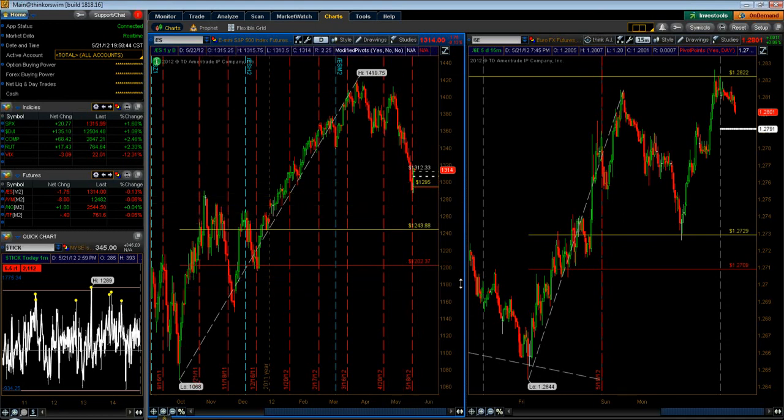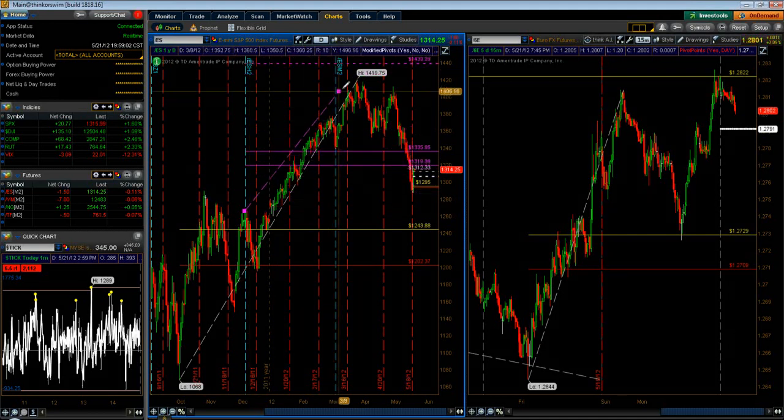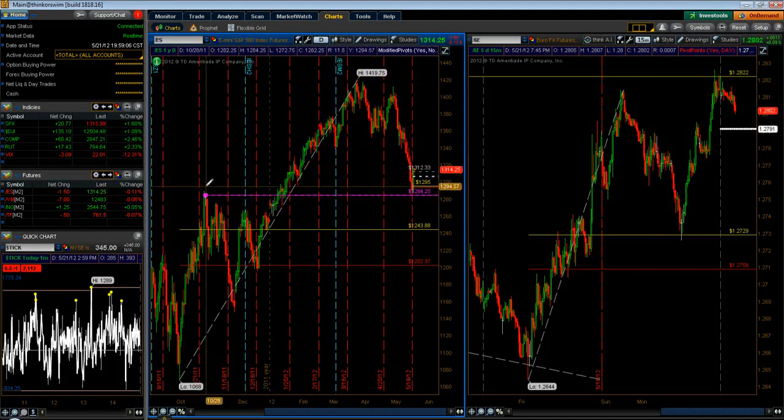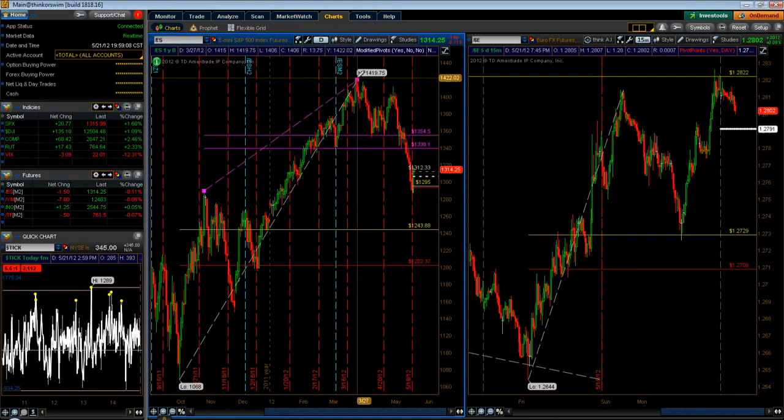So while I don't usually try to predict that far out, this would be my near-term line in the sand. This 1243 would be that magnet that I'd be looking for the market to trade down into, because we already broke the extension up here. Let's see, highs to highs. So we broke the extension, so it only makes sense to draw all the way halfway back.